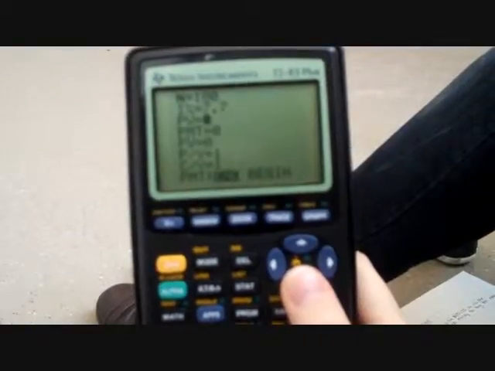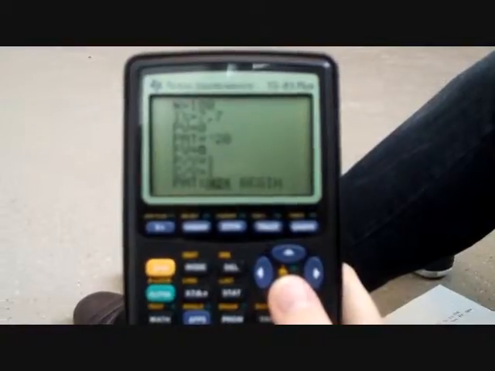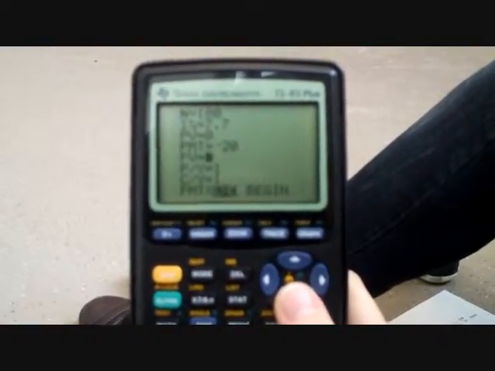Next is the PV, which is the start amount. We don't have a start amount, so we'll just put a 0. Go down one more. The PMT is the payment amount. This is always a negative. In this case, the PMT is negative 20. Next is FV. FV is the end amount, the amount that we are looking for. We will leave this blank for now.